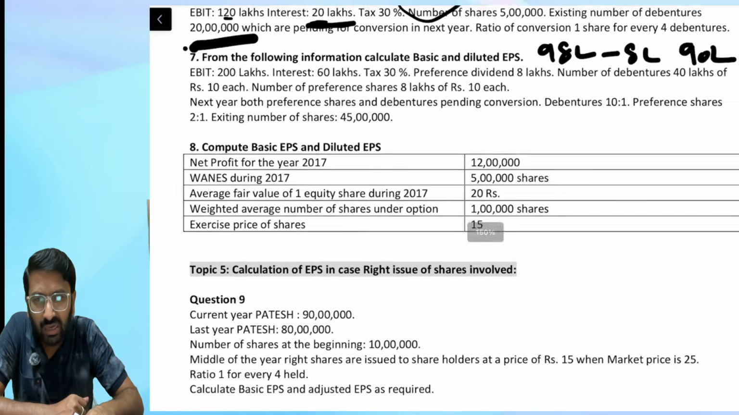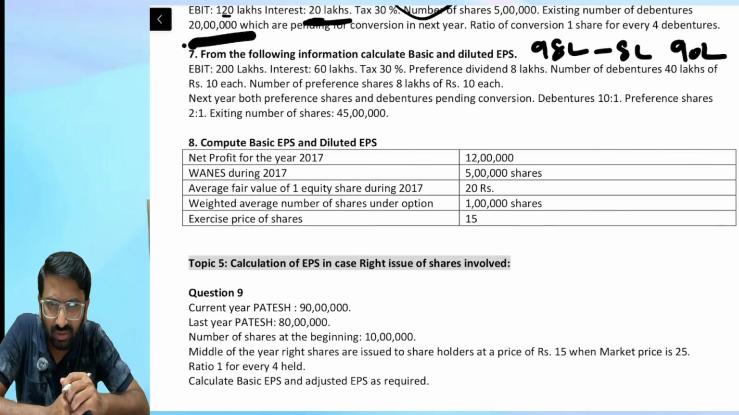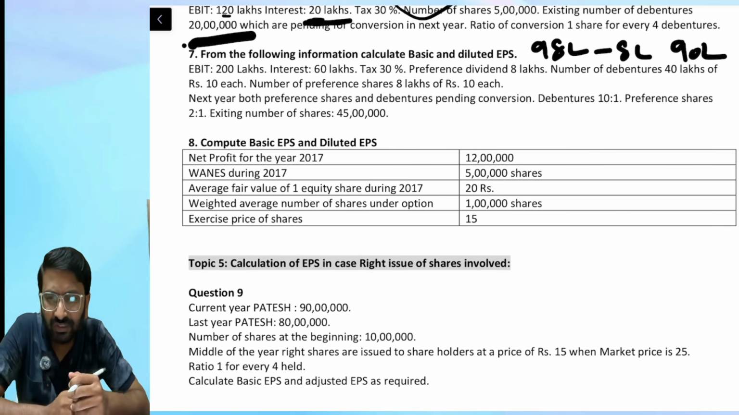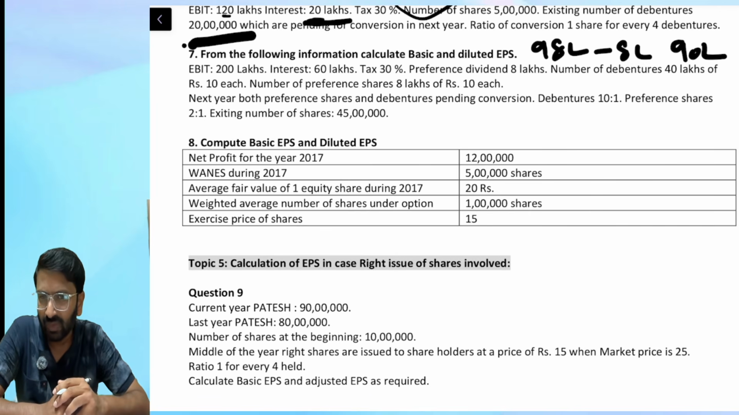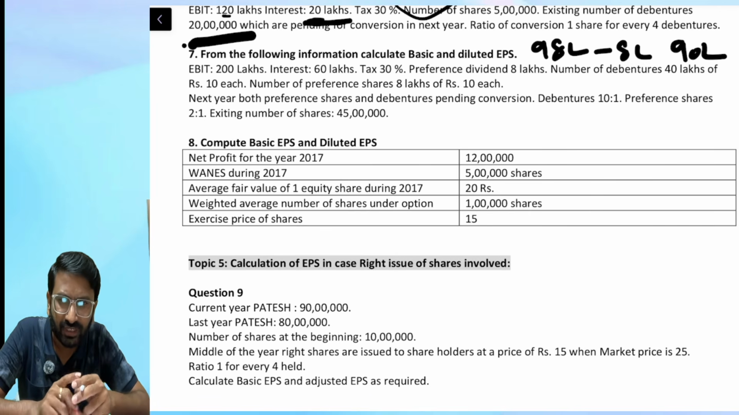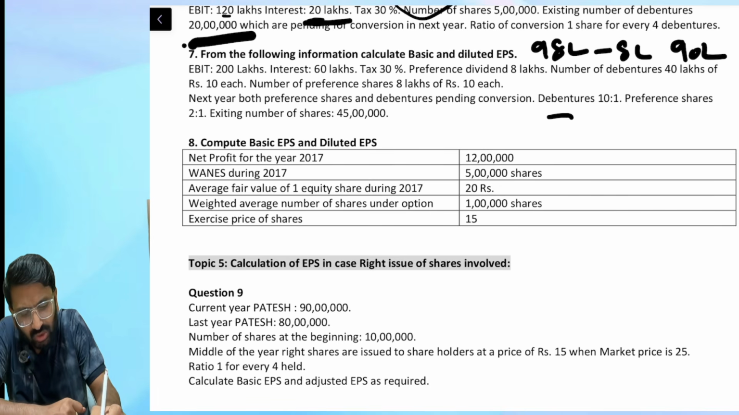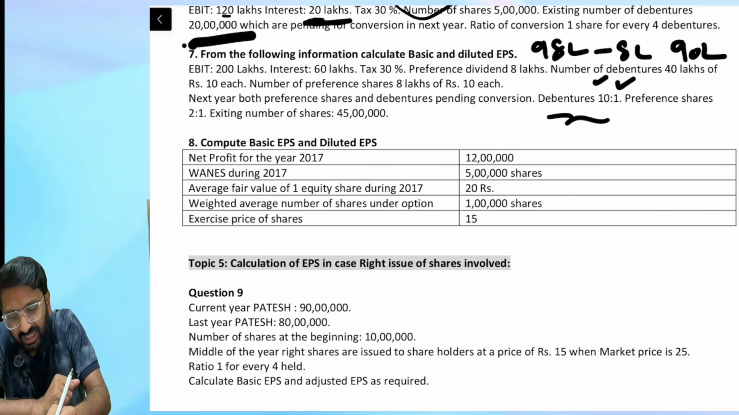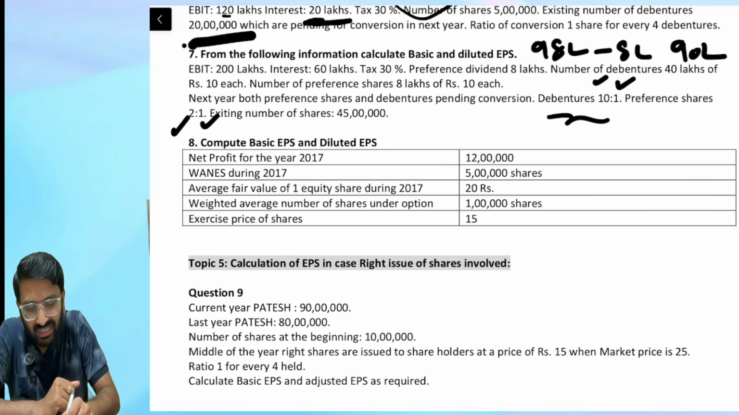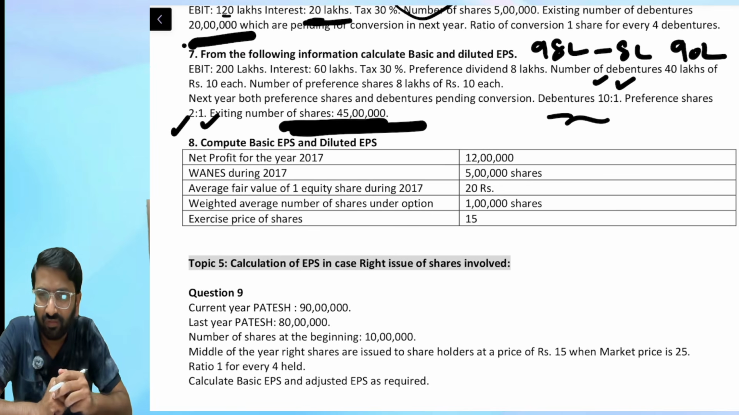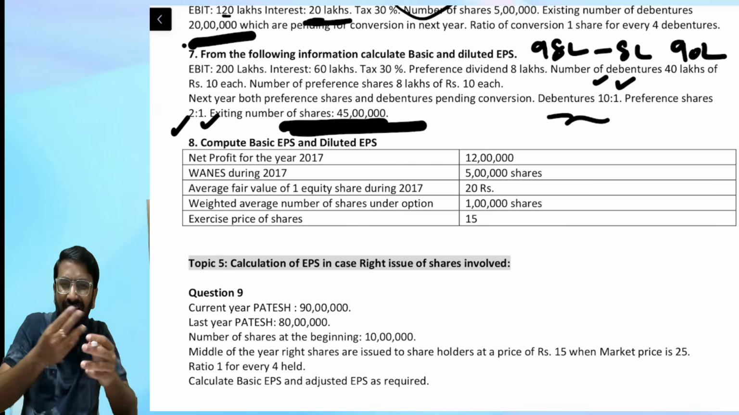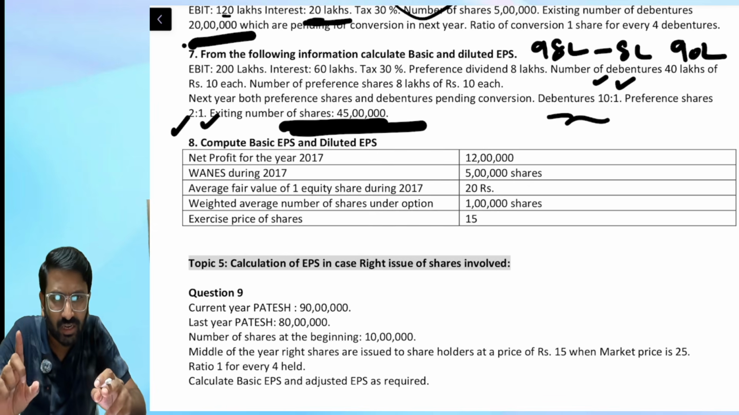Number of debentures, 40 lakhs of 10 each. Number of preference shares, 8 lakhs of 10 each. Next year, both the preference shares and debentures are going to be converted. For debentures, you'll give one share for every 10 debentures, and for preference shares, you'll give one share for every 2 preference shares. And the existing number of shares is 45 lakh. Find out basic EPS and diluted EPS. Basic EPS you should be able to do; I'll be directly explaining diluted EPS.